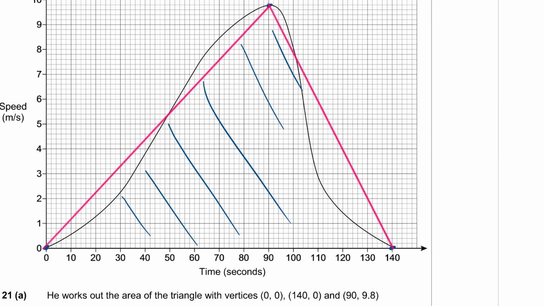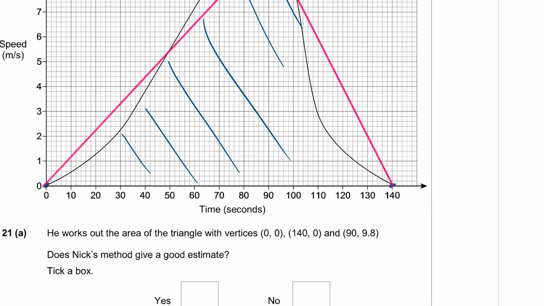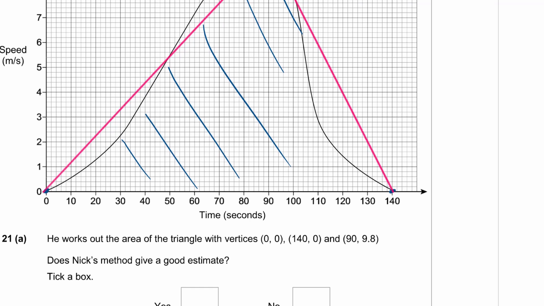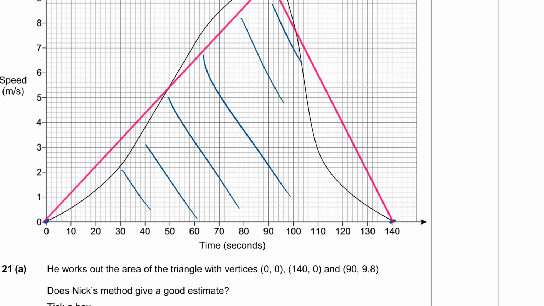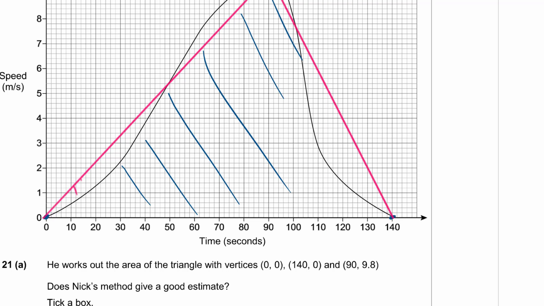So, going to work out the area of that triangle rather than the wibbly wobbly area. Does Nick's method give a good estimate? Tick the box. I would say it does on the whole. You've got this bit here which is an overestimate, but it kind of matches up with this bit up here, which is an underestimate. Those two areas are fairly similar. You've also got this little bit up here which is an overestimate, and quite a large area down here which is an underestimate.